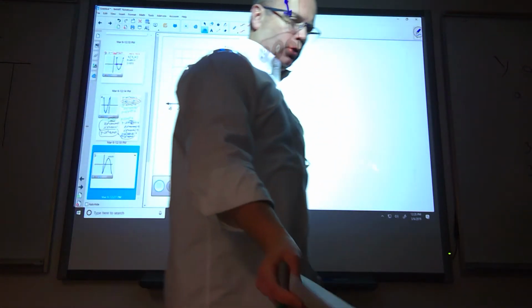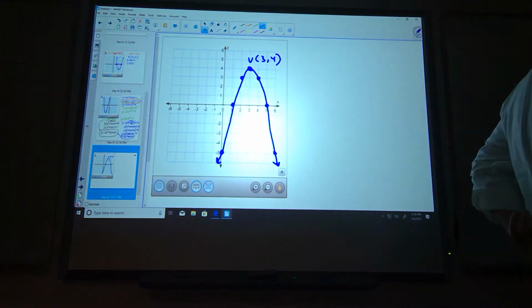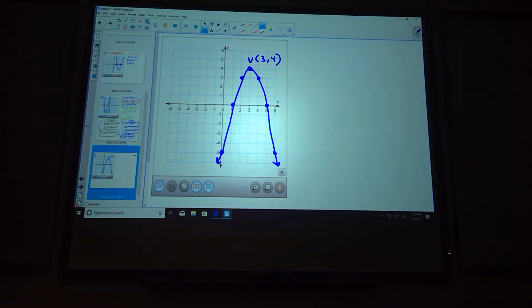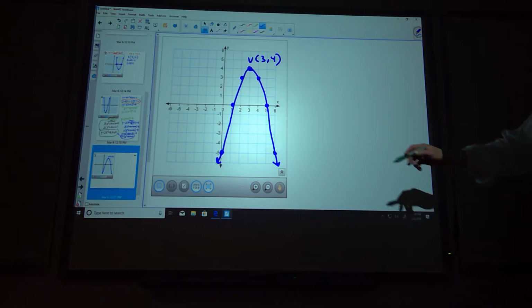Okay. So talk to me. Give me some features on the graph that we know. Roots? How do you know the roots? Yeah, you see a dot happening on the x-axis, right? So we see a y-intercept. Good. Okay, so let's label a few things that we know.